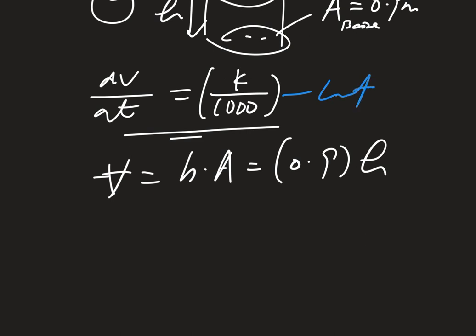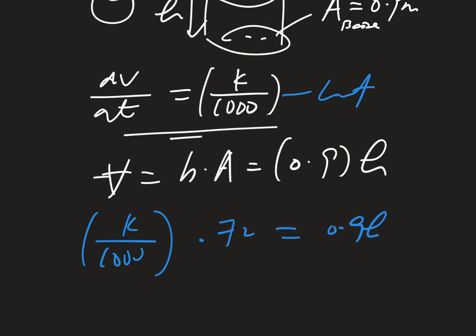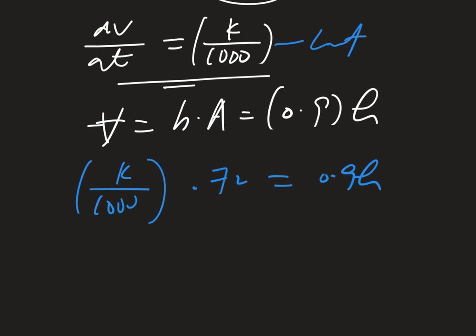So volume divided by t equals the rate. So k over 1000 times 72 seconds equals 0.9 h. You cancel here and there, and k becomes 12.5 h. So you don't need to go and calculate, you will not be wrong. That's only 1 mark.